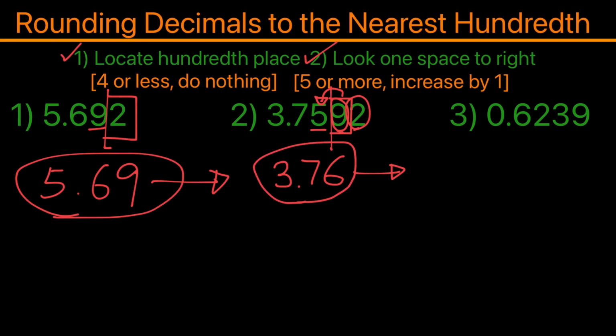Now for the third example, hundredth place is here. One space to the right, we have 3. 3 would be 4 or less, so we do nothing and we're wiping them out. And the answer is 0.62.